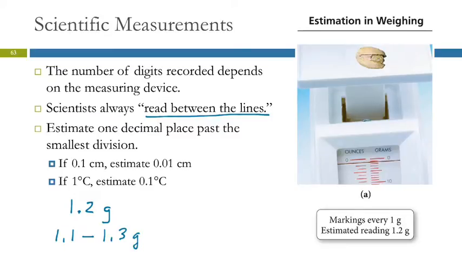Okay, so we always read between the lines. If the lines on the ruler are 0.1 centimeter, 0.1 is where the line is. We're certain about that, just like the lines here. It's obviously more than 1. We estimate between the lines, we estimate the next decimal place, and so we're going to estimate to the nearest 0.01 centimeters. If you have a thermometer that just has 1 degree markings, 1 degree is the smallest marking, we have to read between the lines. So we're going to estimate 0.1 degrees Celsius. We will be practicing this. Any questions?